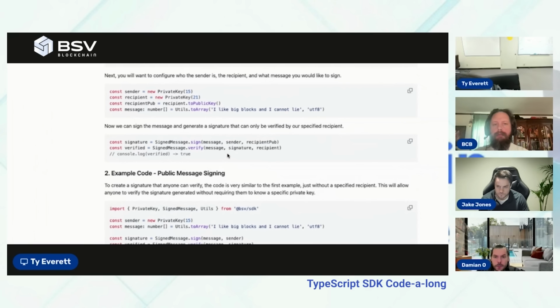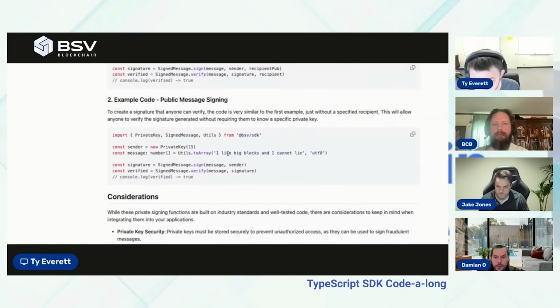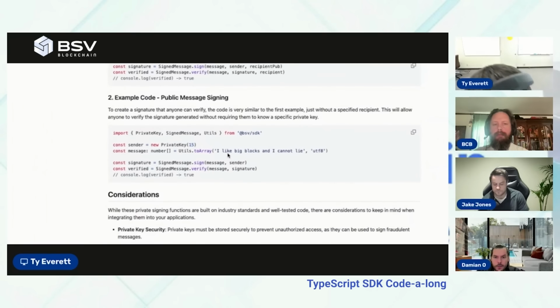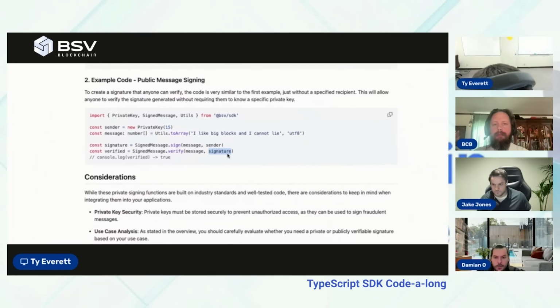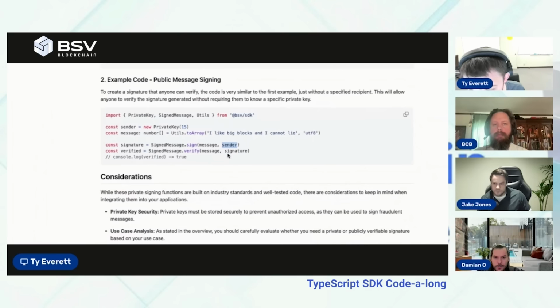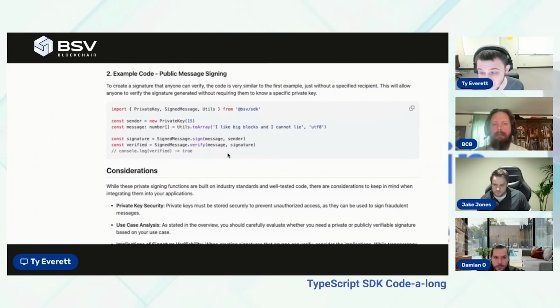To do public message signing, meaning you just want to sign something for the entire world, you can just leave off the recipient, and then off you go, right? You just pass in a message and signature. It's just like ECDSA, except we're still using some key derivation just so that you're not actually computing signatures with the same private key.